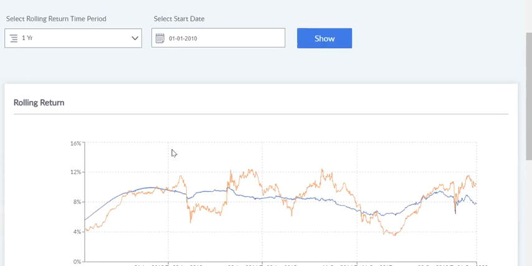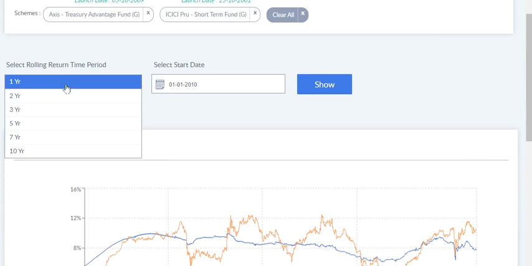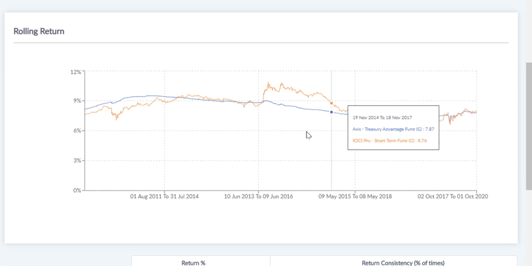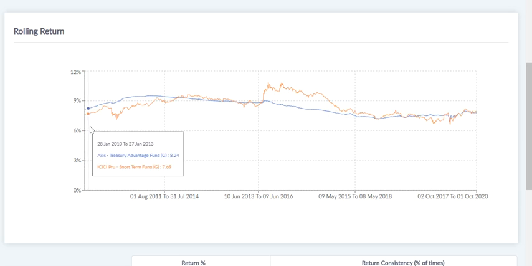Now let's take a 5-year or 3-year horizon, let's say. Now all your investments will be for 3 years. Just hold on. Yeah, so 3 years, I'll click on show. Yes, so this is the 3 years return.